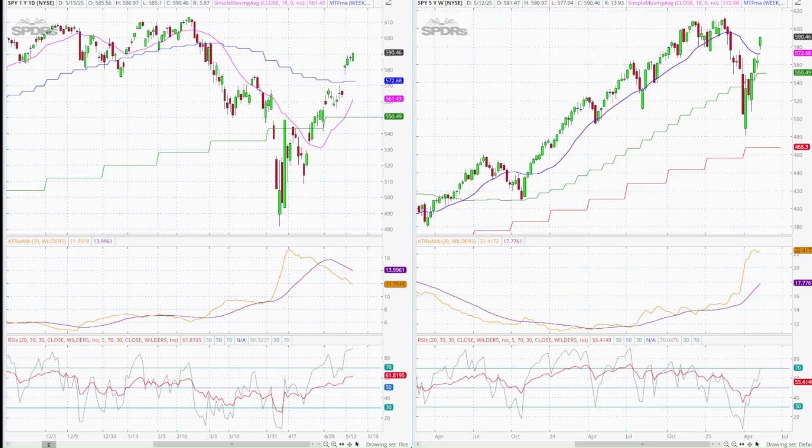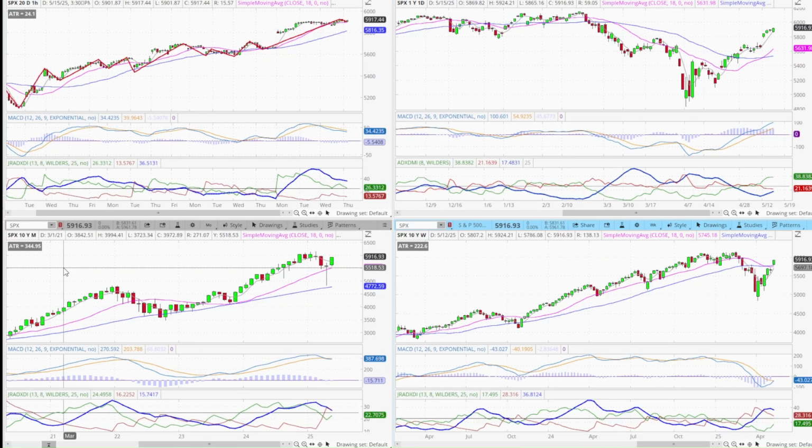All right, let's switch over to the different time frames. So we had this big reversal bar that took place on the monthly chart.